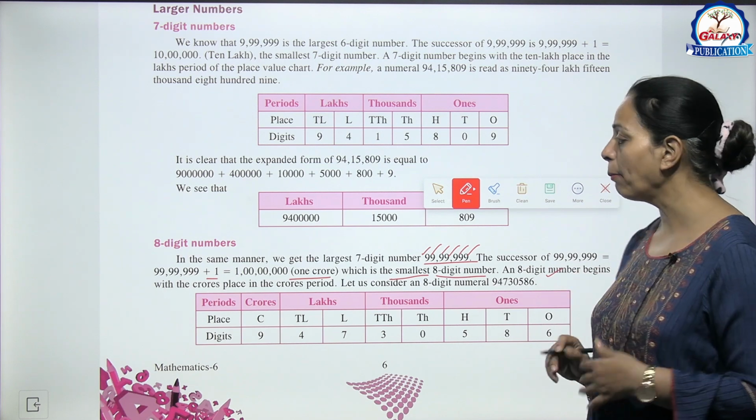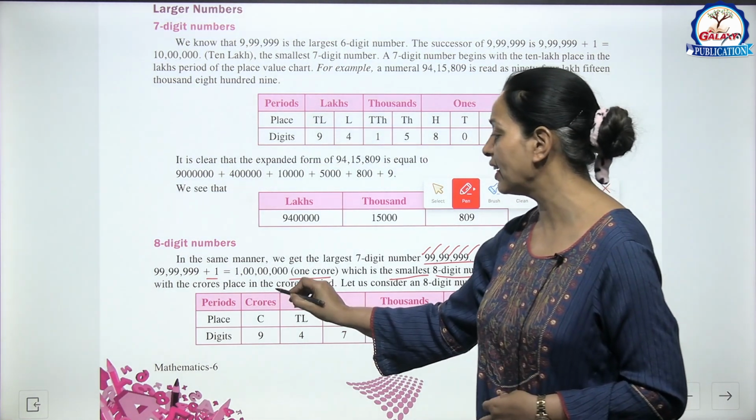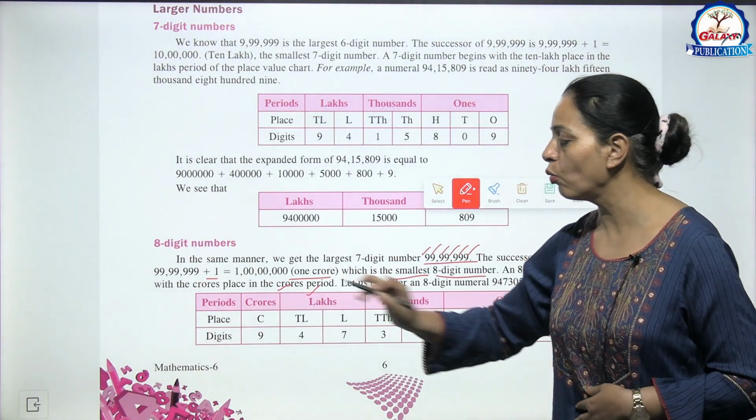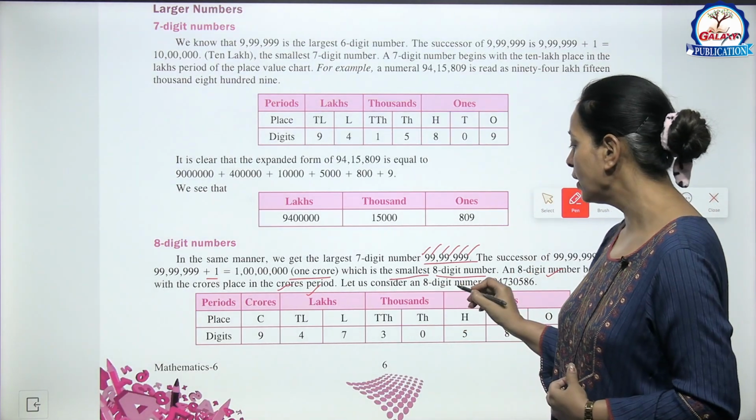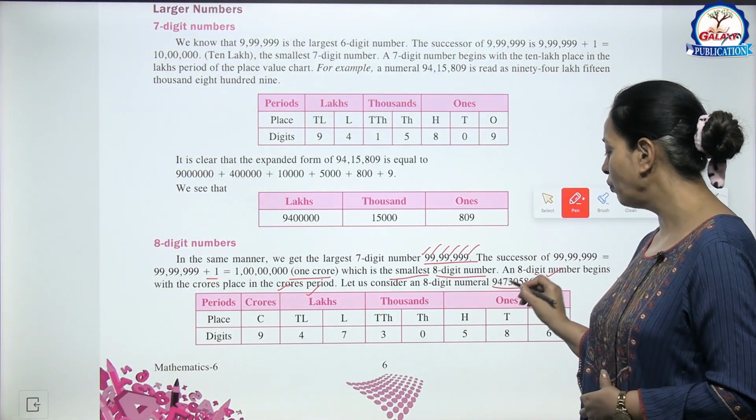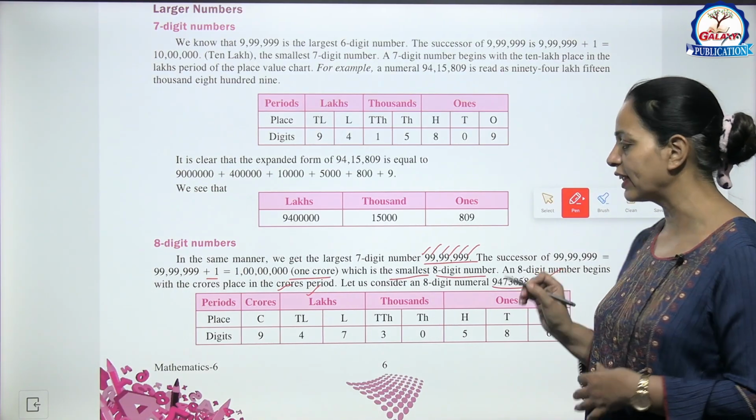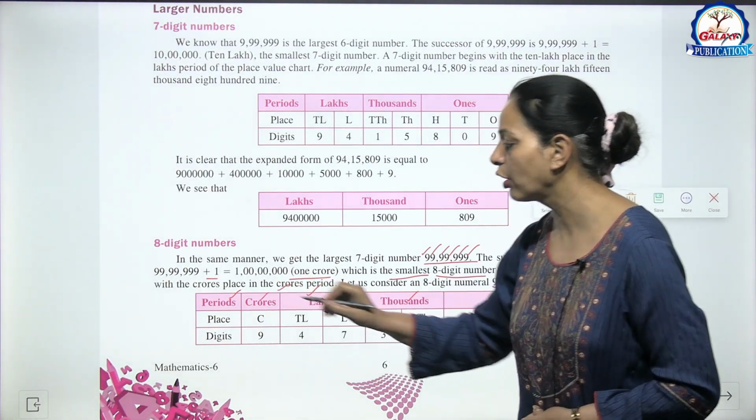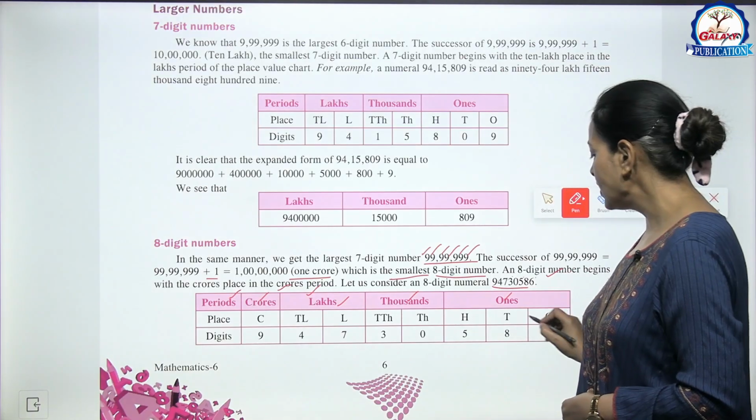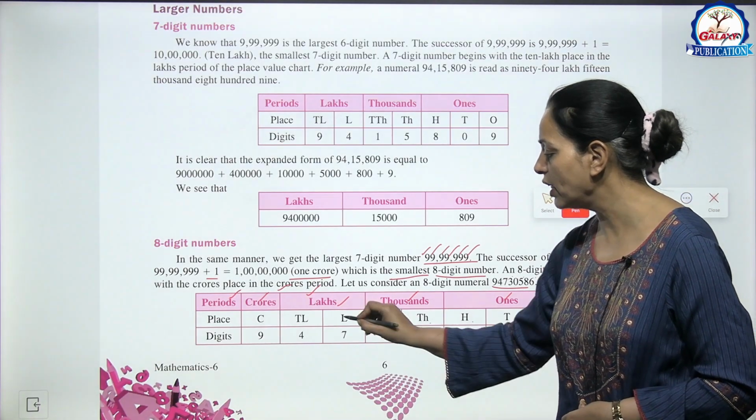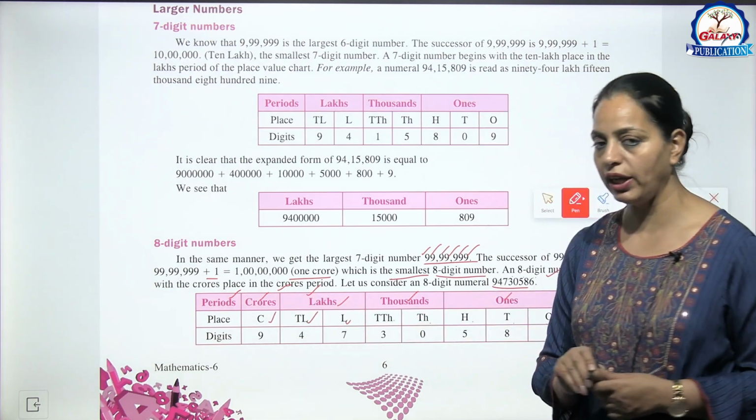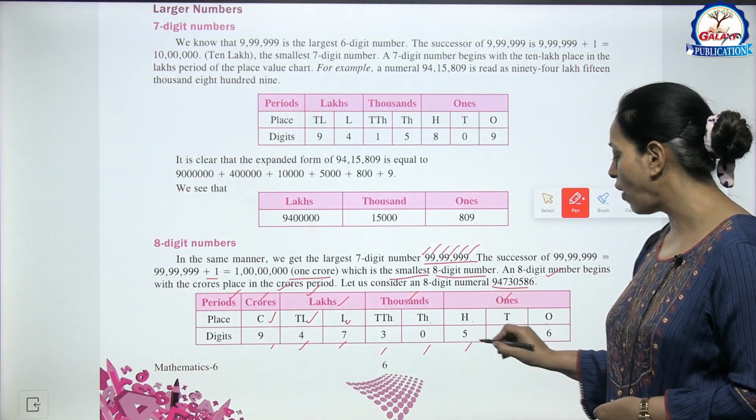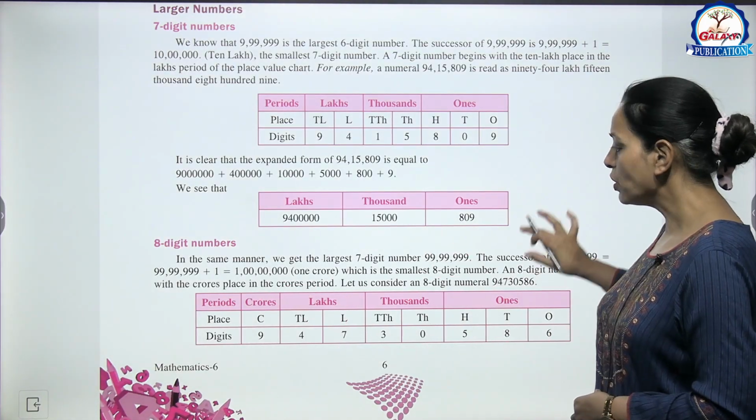Now an 8-digit number begins with the crores place in the crores period, right? After lakhs, what will we talk about? Crores. Okay, now let us consider this 8-digit numeral, 94730586. Now what to do? Periods here: ones, 1000, lakhs and crores. Then place: ones, tens, 100, 1000, 10,000, lakh, 10 lakh, crore. Okay, now write the digits. So here 94730586. So what are you getting?